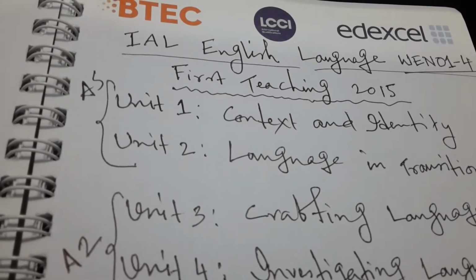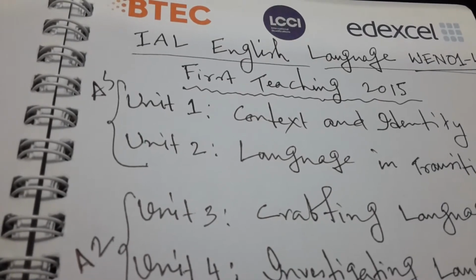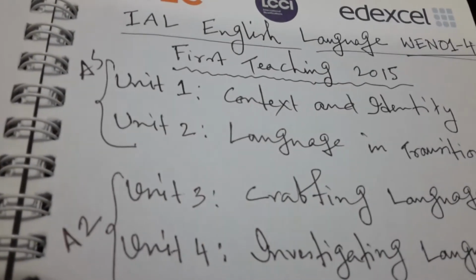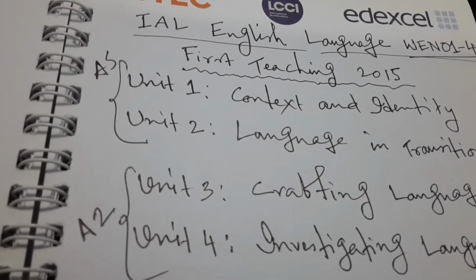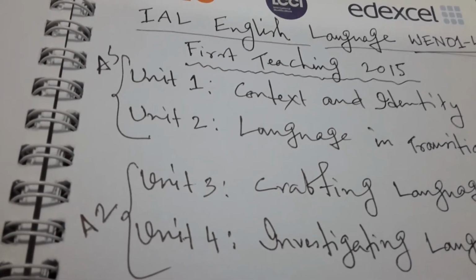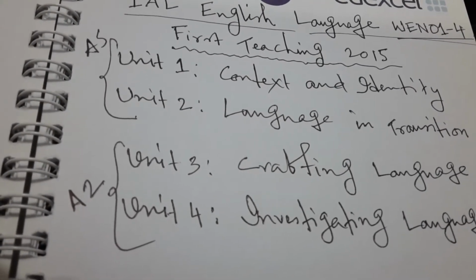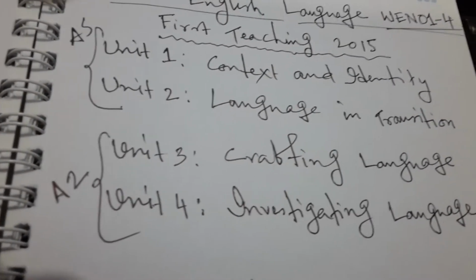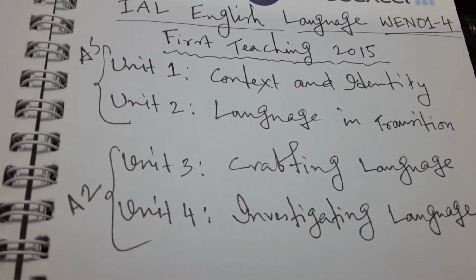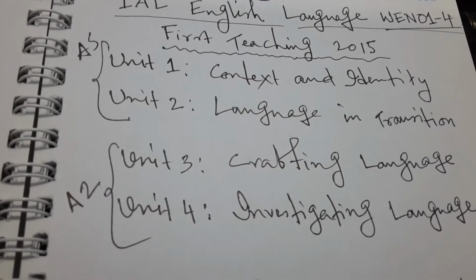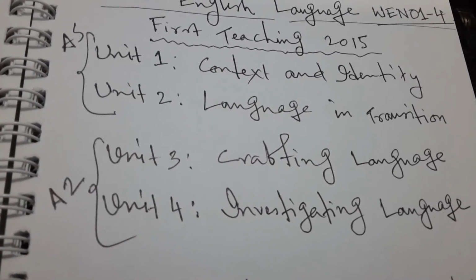Hi, this video is on Edexcel IAL English Language WEN01-4. First teaching in 2015. The course is 4 units, 2 units for AS and 2 units for A2. And as you know, you can take just 2 units and complete your AS certificate, or you can go for the full course, 4 units, and get your advanced level certificate.